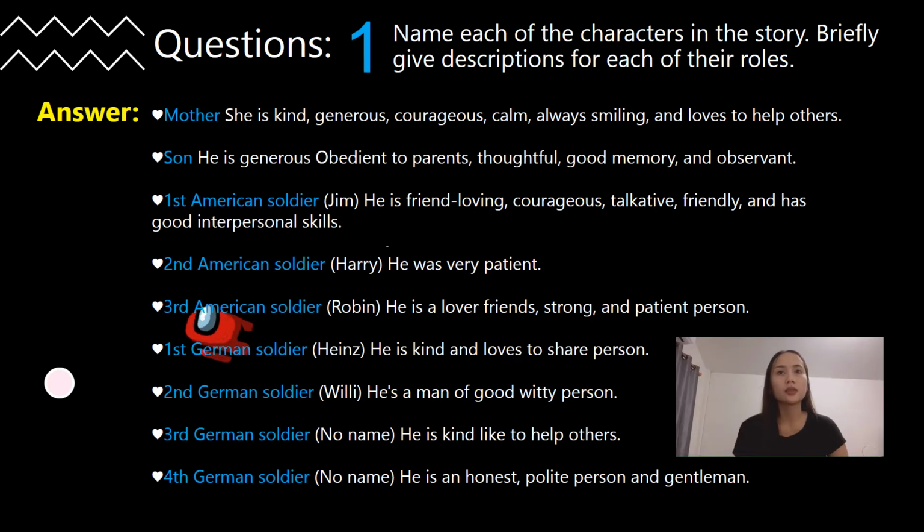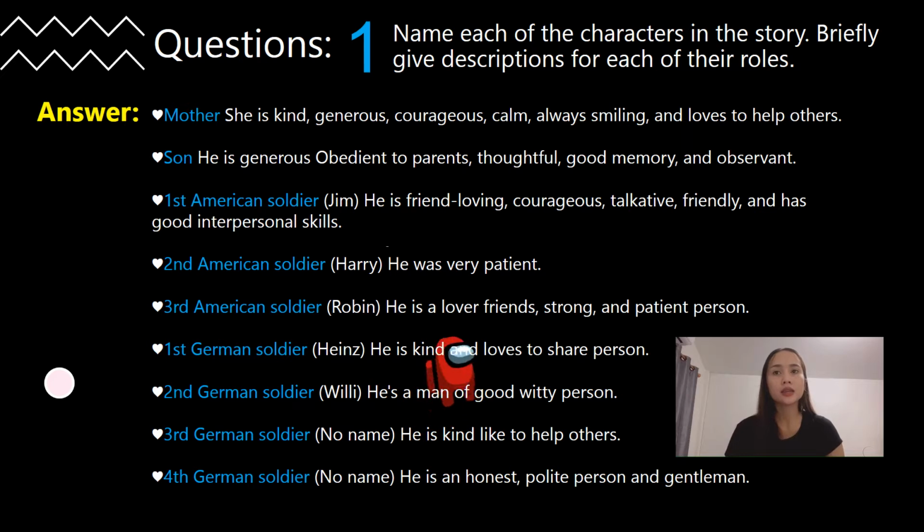Question 1. Name each of the characters in the story. Briefly give a description for each of the roles. Martha, she is kind, generous, courageous, calm, always smiling, and loves to help Arthur.